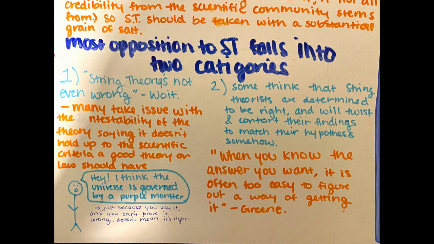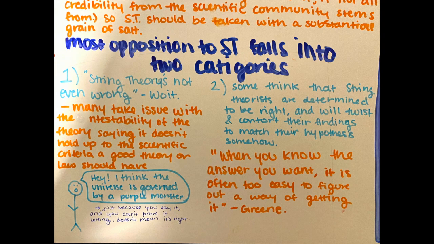The first is a quote from Woit, who is known in the field as an opposer of the theory. He says that string theory is "not even wrong." That's actually the title of one of his books. How I interpret that is that many take issue with the untestability of the theory, saying it doesn't hold up to the scientific criteria of a good theory or law.